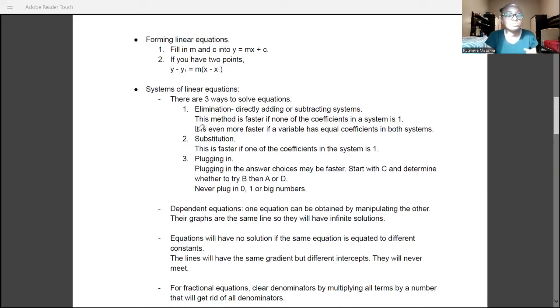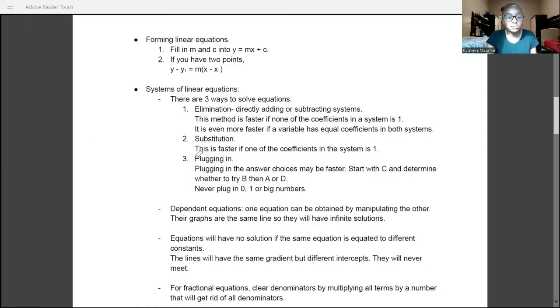Okay. So with substitution, it may be the faster method if one of the coefficients in the system is 1. So obviously it's easy. If I give you an equation like 2x plus y is equal to 1, you can just say y equals 1 minus 2x, right? No fraction formed, very easy to do. So you can also use substitution, but it doesn't matter which method you use. It's just that you have to make sure that you pick the one that is faster.